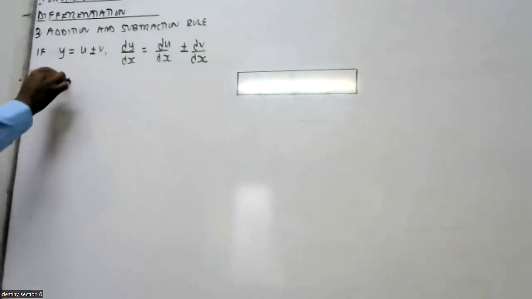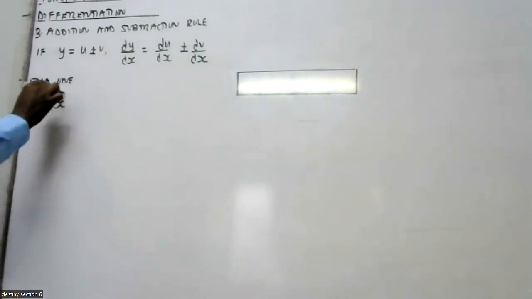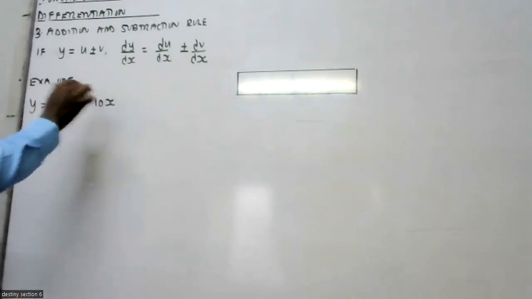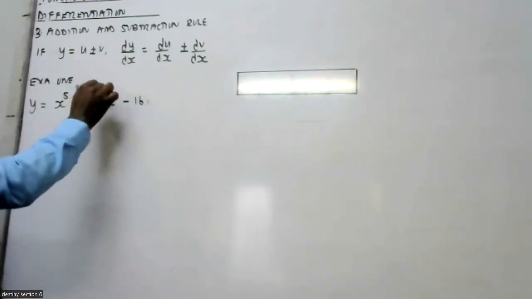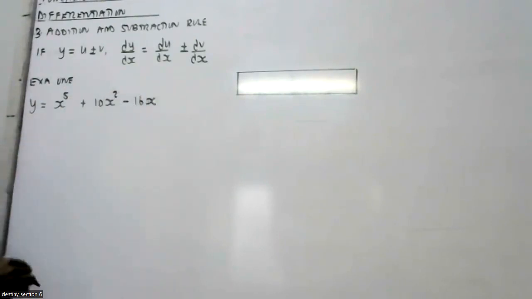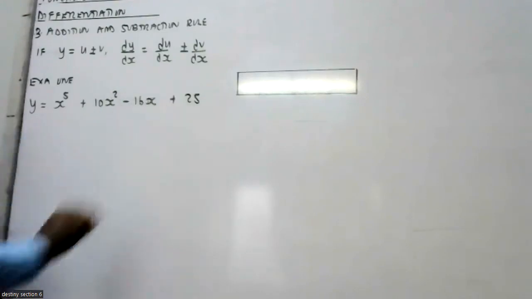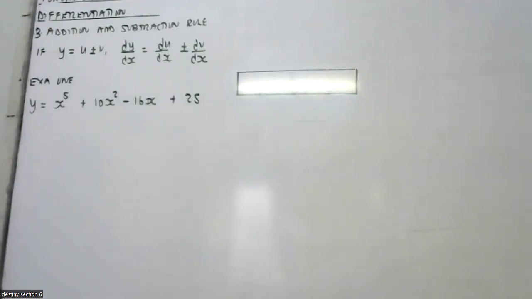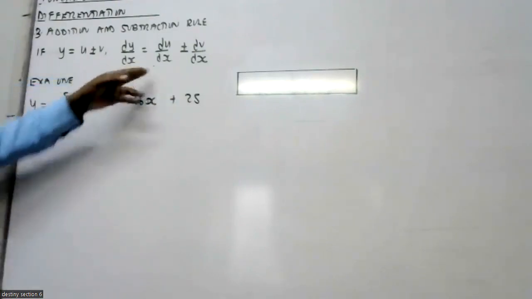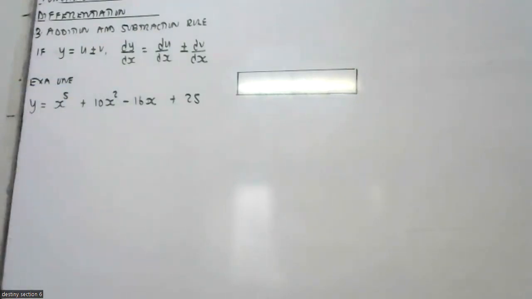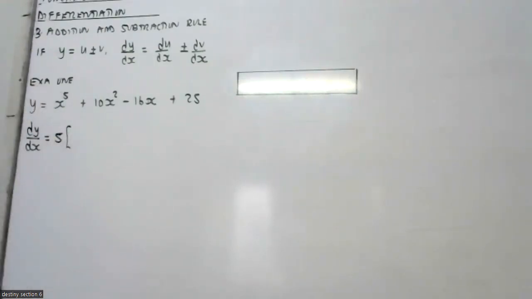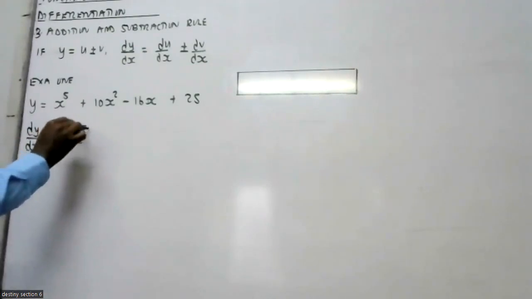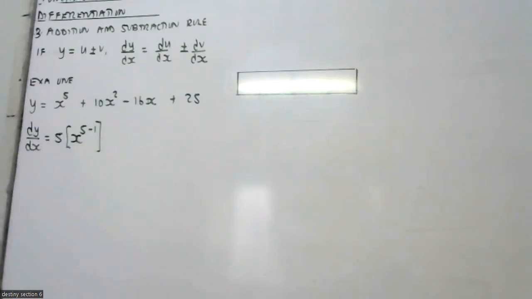So if you are told, example 1, y equals x raised to power 5 plus 10x squared minus 16x plus 25. If you're given an equation like that, which has plus and minus, the meaning of this is that you just differentiate each term on its own, and then you add or subtract appropriately. So dy/dx will be this one. Now, we take x raised to power 5 on its own: the power 5, then x raised to power 5 minus 1.